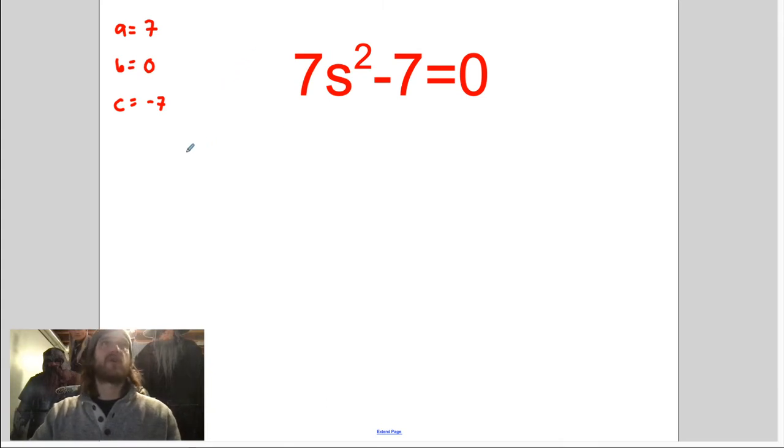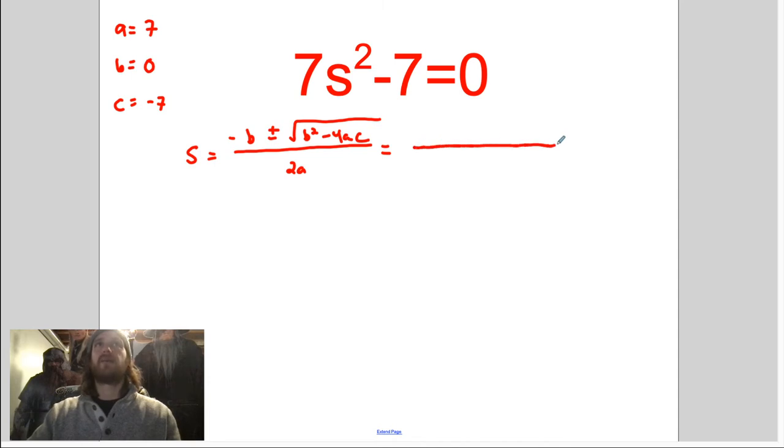Okay, let's go ahead and get started. So our solutions are, in this case, s equals our solution, negative b plus or minus the square root of b squared minus 4ac all over 2a. Okay, here we go. Let's go ahead and plug in and get cruising.